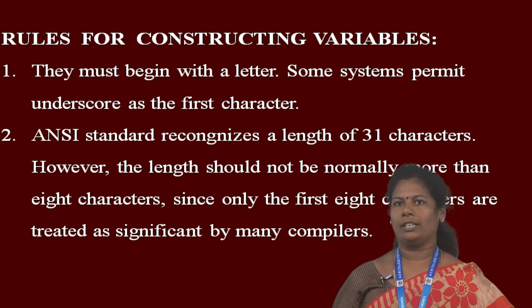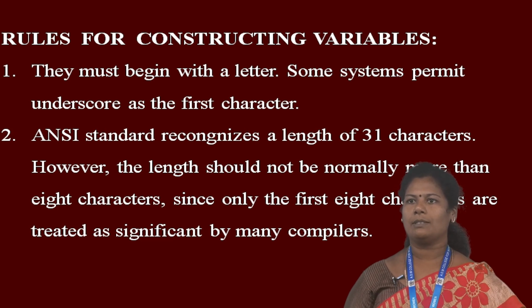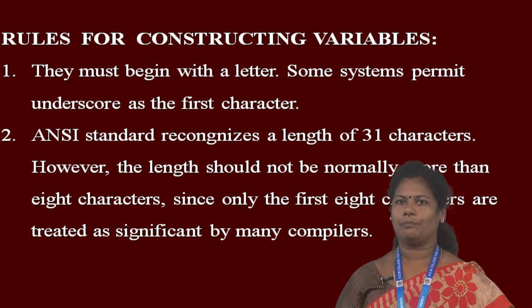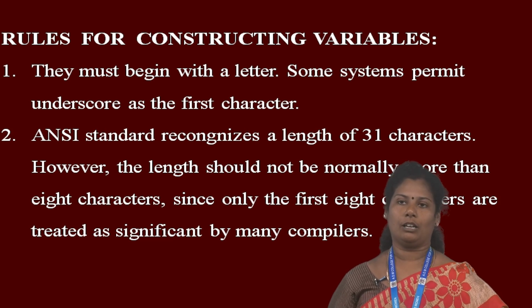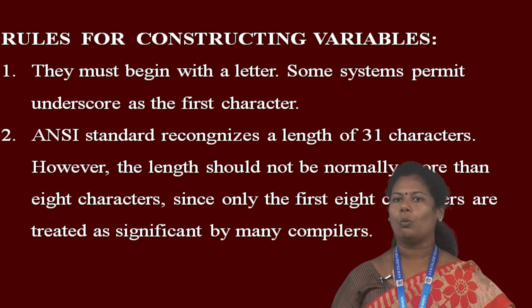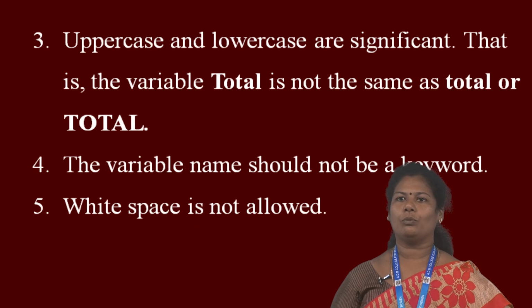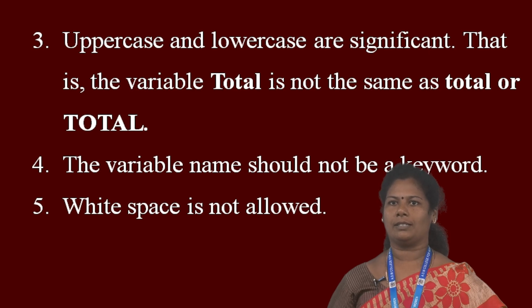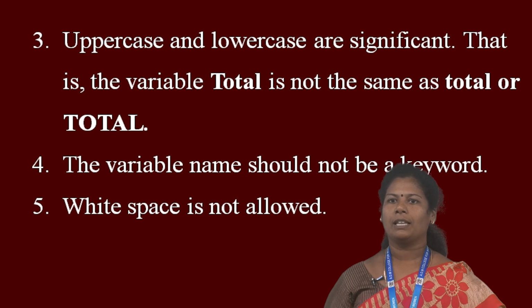Some rules for constructing variables. First one is they must begin with a letter. Some systems permit underscore as the first character. Second one is the ANSI standard recognizes a length of 31 characters. However, the length should not normally be more than 8 characters, since only the first 8 characters are treated as significant by many compilers. Another one is uppercase and lowercase are significant. That is, the variable Total is not the same as total or TOTAL. The variable name should not be a keyword. Final one is white spaces are not allowed.